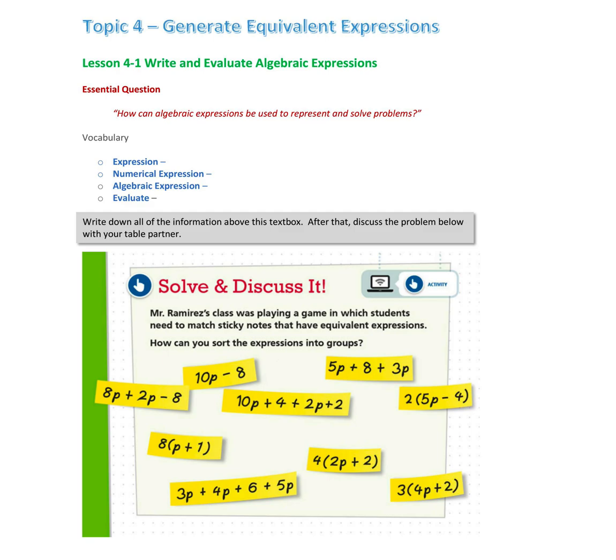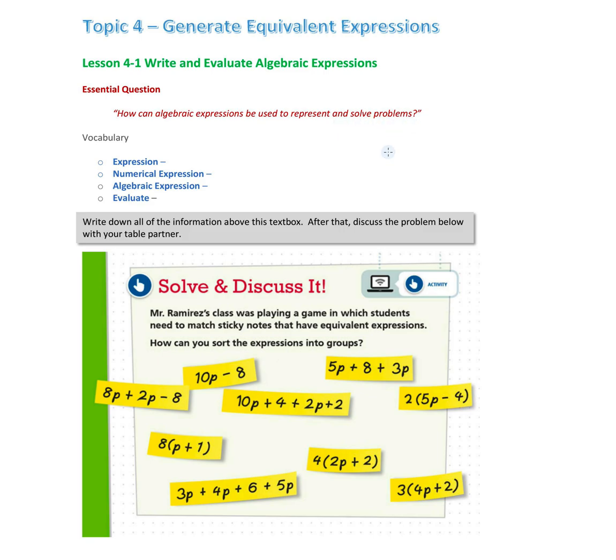All right, this is lesson 4-1, where the title is Write and Evaluate Algebraic Expressions. In this video, I'm going to try to stick mostly to the examples, and then the discussion part will be in class, but I thought I'd go through a little bit of it here at the beginning. The essential question here: how can algebraic expressions be used to represent and solve problems?